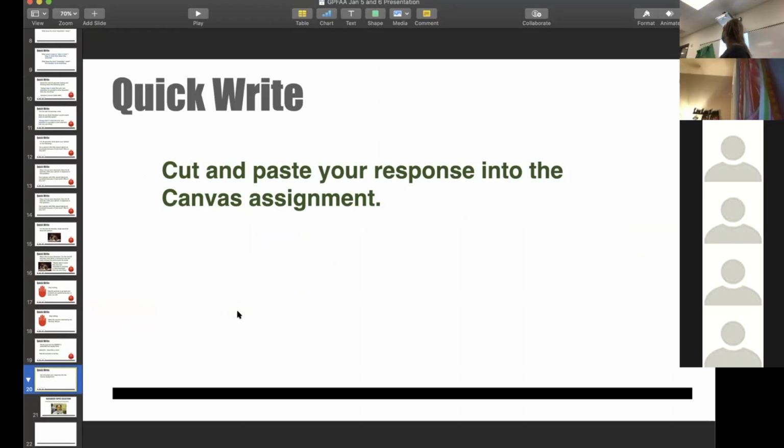Okay, and when you're done, there's a Canvas assignment called Quick Write. So go ahead and just cut and paste your text into that Canvas assignment and submit it. And you have submitted your first grade for this 9 weeks. And if you follow those steps, you'll get a really great grade. So go ahead and do that as soon as you've added your adjective.